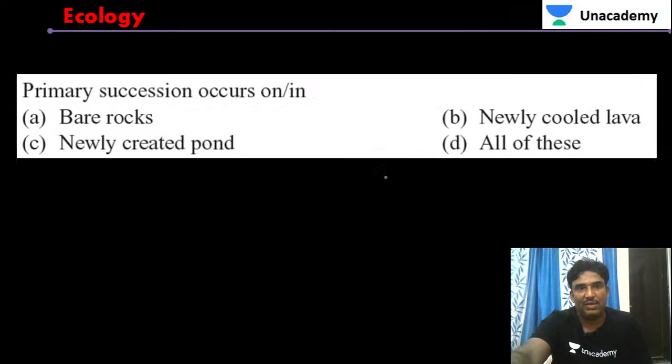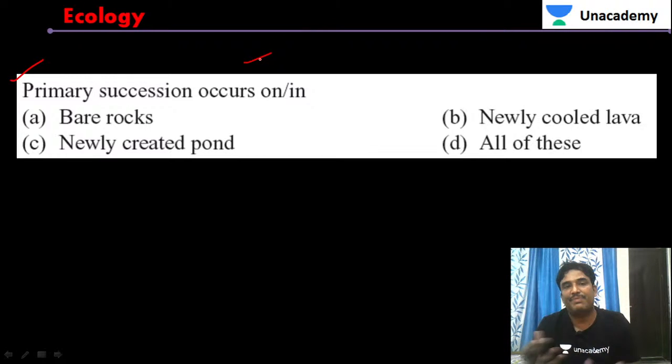Let's move to the next question. Where does primary succession occur? What are the different habitats where we can expect primary succession to take place? That was the question. Any answer, students?